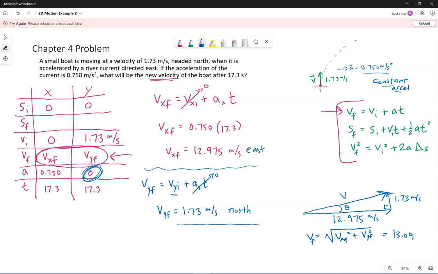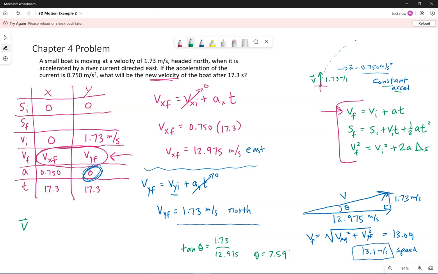which essentially, let's see, we have 3 significant figures in this problem, so we will round to 3 significant figures for the speed. So this is the magnitude. So we're not done. We need the angle as well. In this same triangle, we can say the tangent of this angle is the 1.73 over 12.975. Inverse tangent of that gives me, to 3 significant figures, 7.59 degrees.